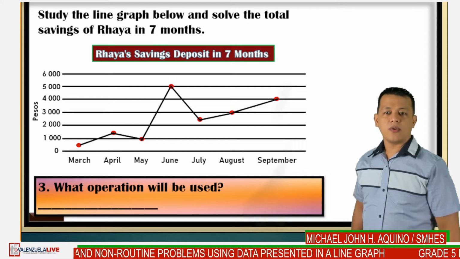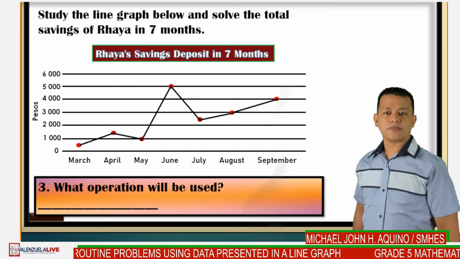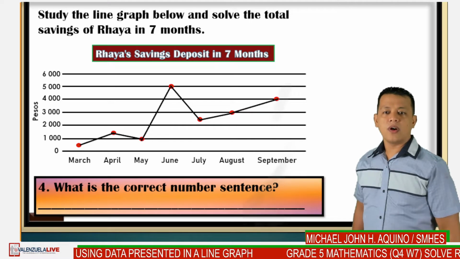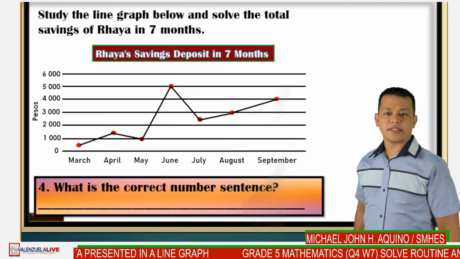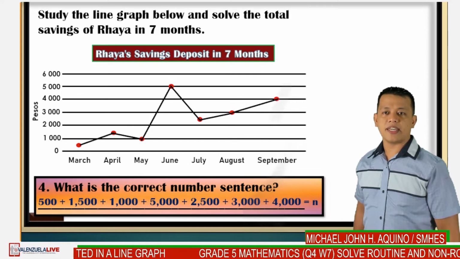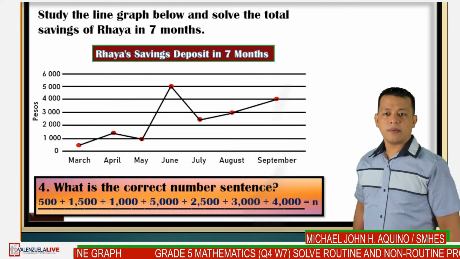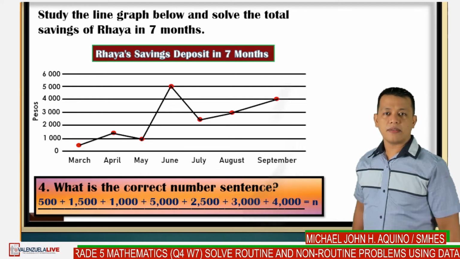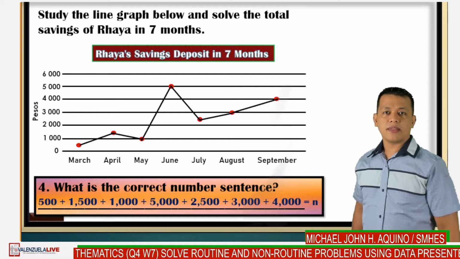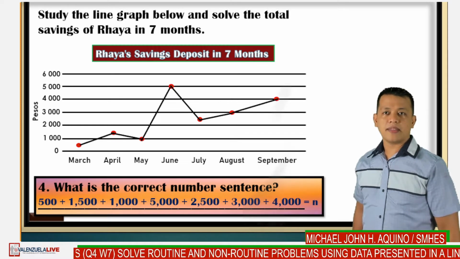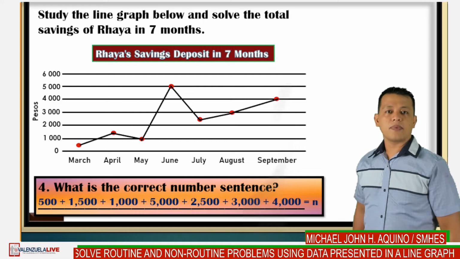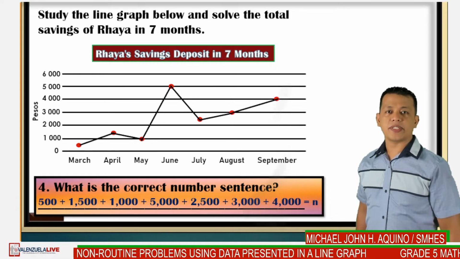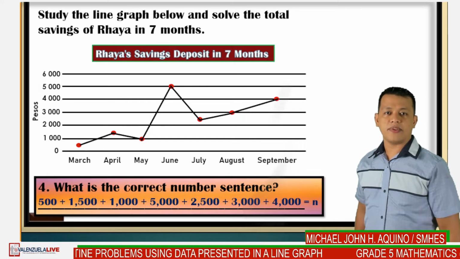Number 3, what operation will be used? We use addition. Number 4, what is the correct number sentence? The correct number sentence is 500 plus 1,500 plus 1,000 plus 5,000 plus 2,500 plus 3,000 plus 4,000 is equal to n, where n represents the total number of savings of Raya.